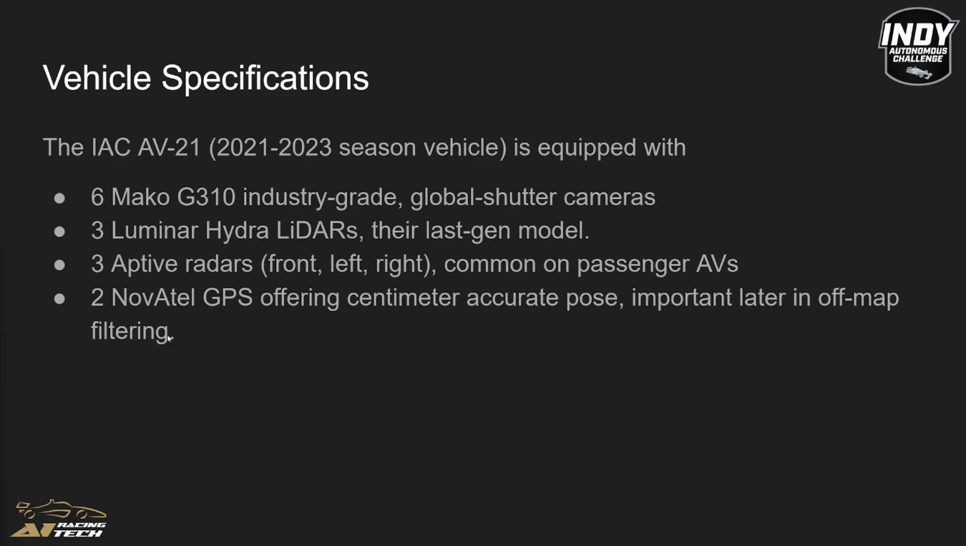And we also have 3 active radars: front, left, and right. These are common types on passenger AVs. And finally, we have 2 NovAtel GPS, which give you centimeter accuracy when the GPS is actually good. Also, of course, if later on we are on track with not so good GPS, we would turn on our localization solutions and still be able to dead reckon to a similar degree of accuracy for a limited amount of time. This accurate position is important later when we talk about off-map filtering, which means we want to filter things that are not important to us, aka things that are off the racetrack.